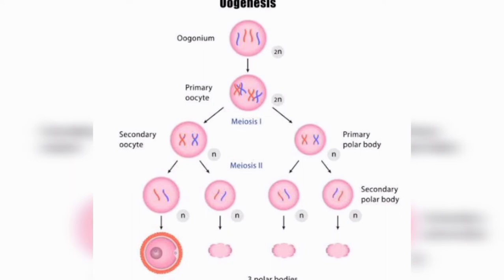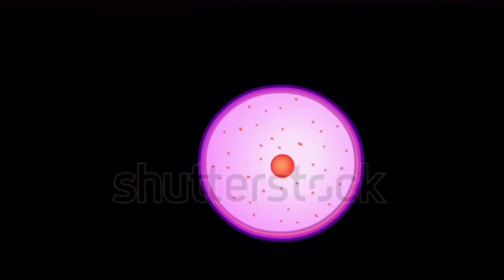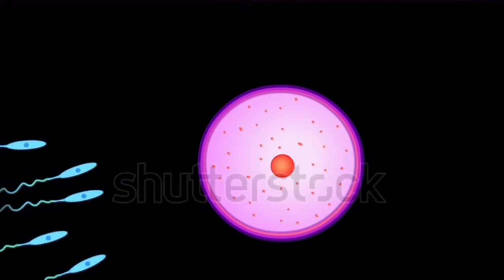The second meiotic division is also unequal and results in the formation of the second polar body and a haploid ovum. Soon the haploid nucleus of the sperm and that of the ovum fuse together to form a diploid zygote. Now, how is the sex of the baby decided?